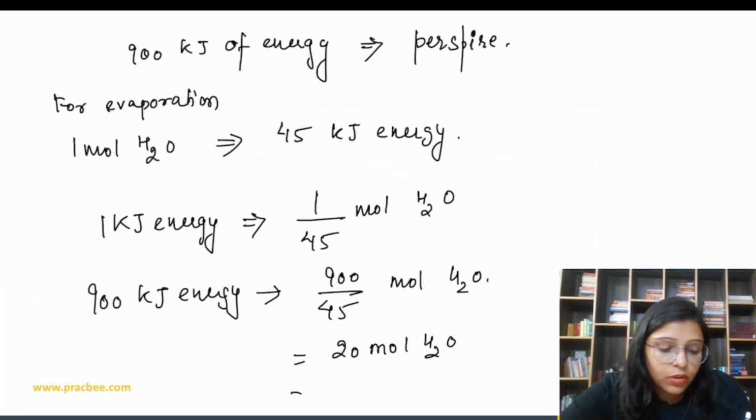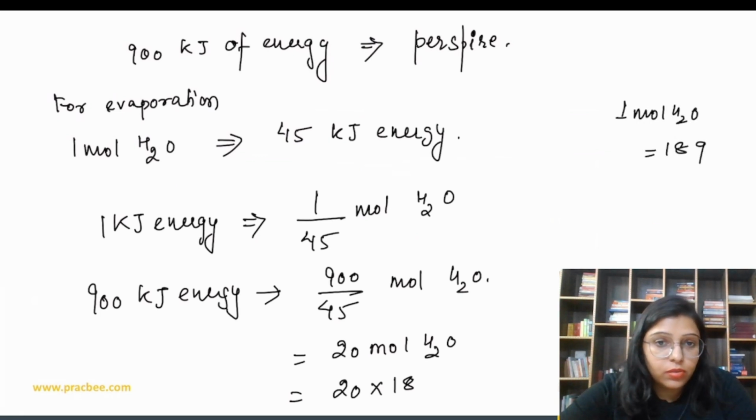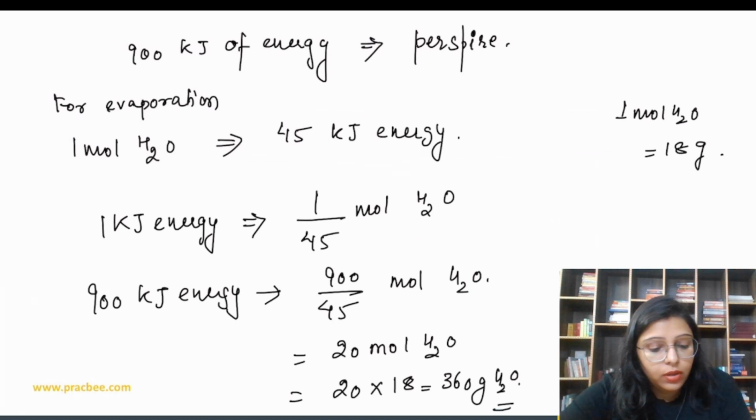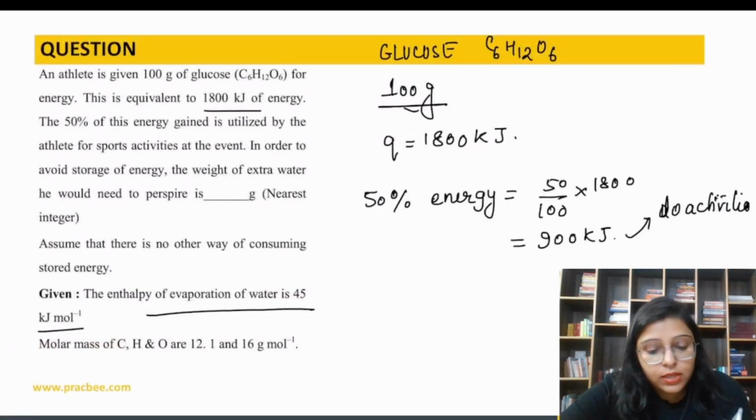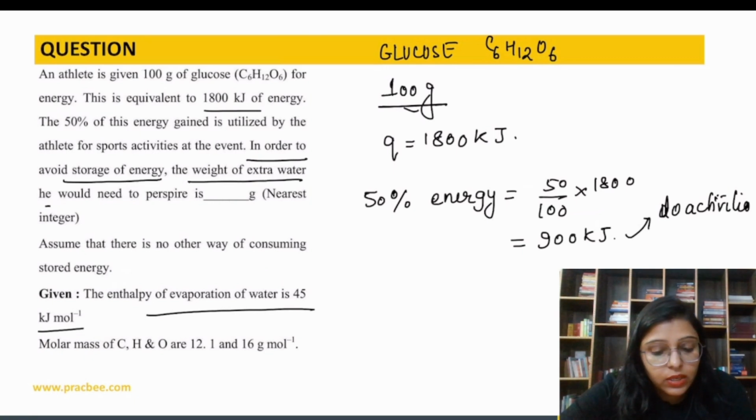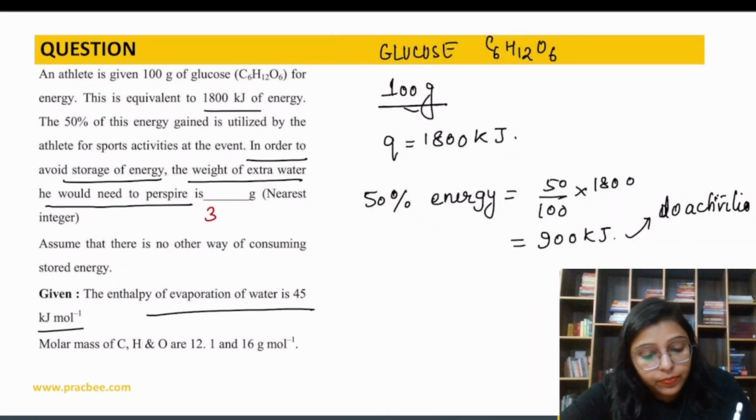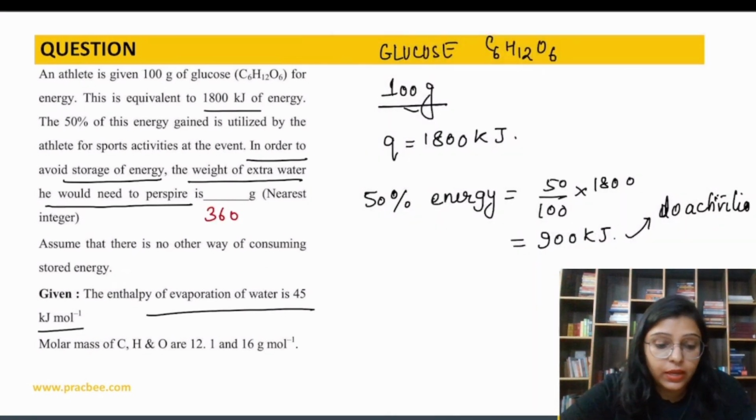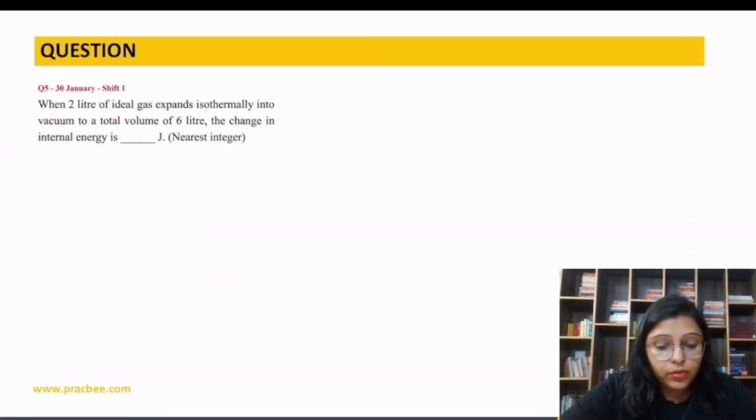Now 20 mole of water is equal to 20 into 18, because the mass of 1 mole of water is 18 gram. So 20 mole water is 20 into 18, which is equal to 360 gram of water. The question was the weight of extra water he would need to perspire in order to avoid storage of energy. So that is equal to 360 gram. I hope this question is clear. Okay. Now let's do the next question.